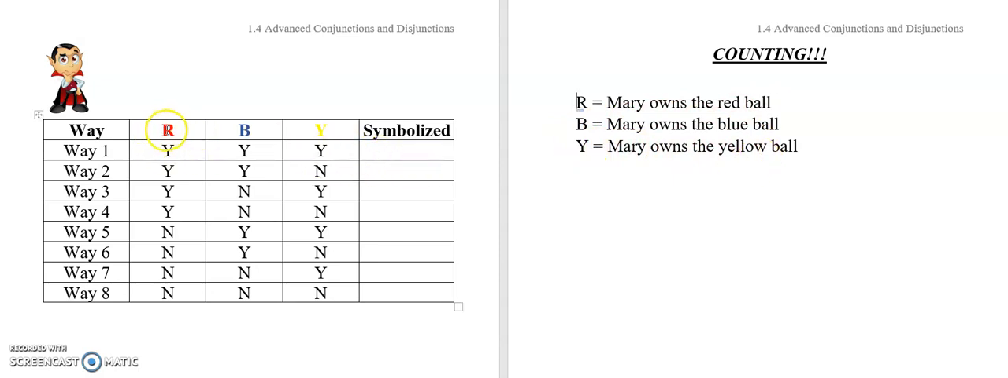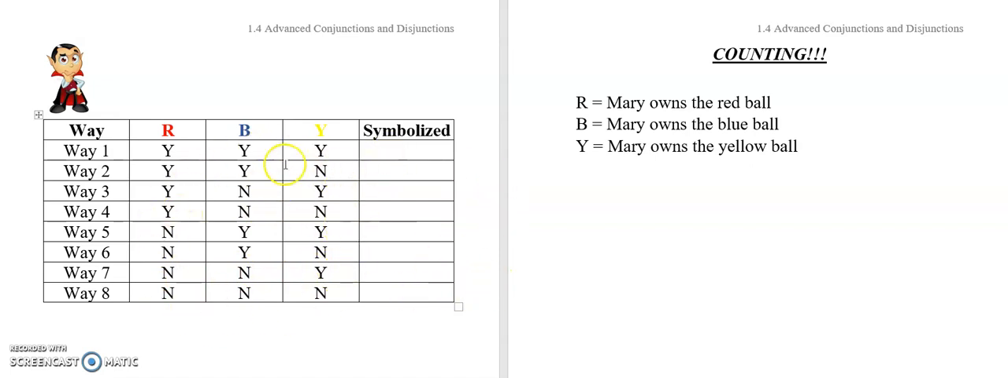So let's go ahead and think about this for a second. In this way of owning the balls, she owns all 3 of them. She owns the red ball, yes. She owns the blue ball, yes. She owns the yellow ball, yes. In this particular case, way 2, she owns the red and the blue, but she does not own the yellow. And down here she does not own the red, she does not own the blue, but she does own the yellow. And so you'll see that there are 8 of these logical possibilities.